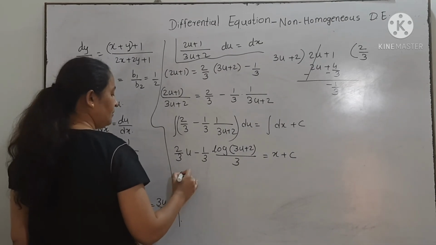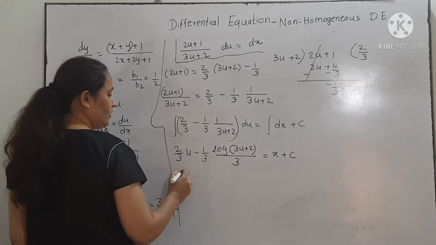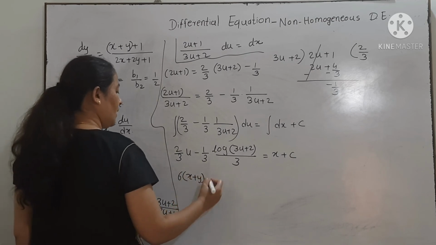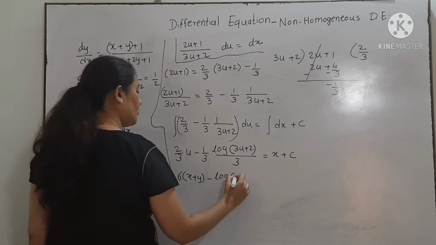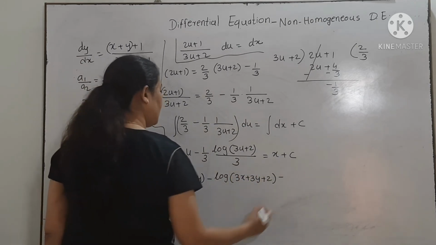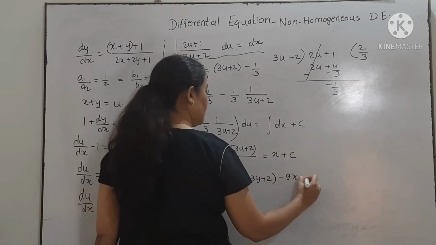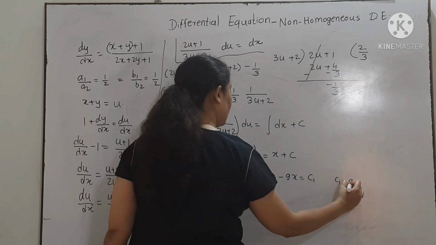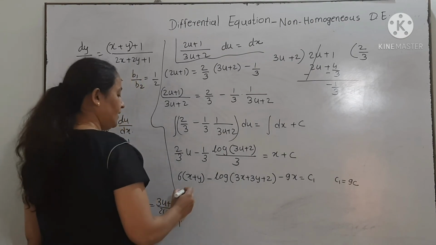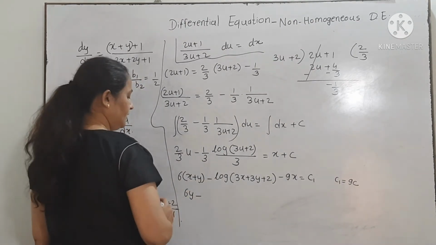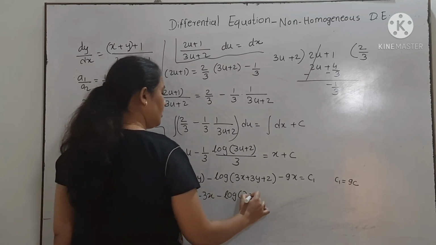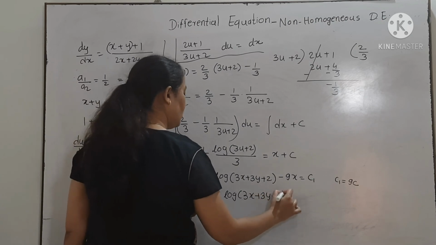If I take 9 as LCM, it is 3 into 2, that is 6. What is the value of u? u is x plus y. So 6(x plus y) minus log of 3x plus 3y plus 2 minus 9x is equal to C1, where C1 is equal to 9C. Taking 9 as LCM, 6x minus 9x will be minus 3x, so minus 3x minus log of 3x plus 3y plus 2 equal to C1.